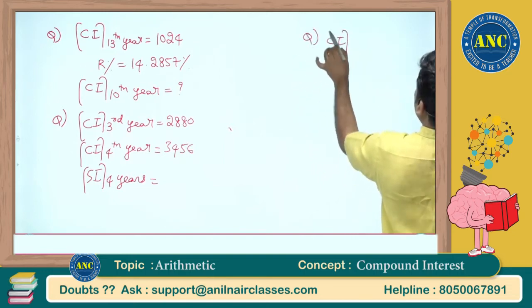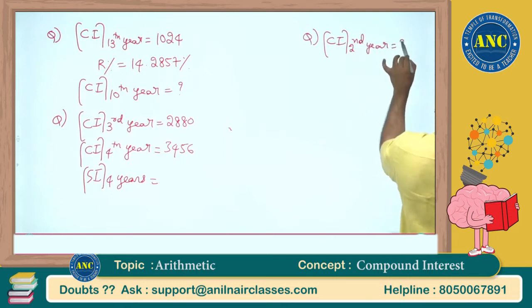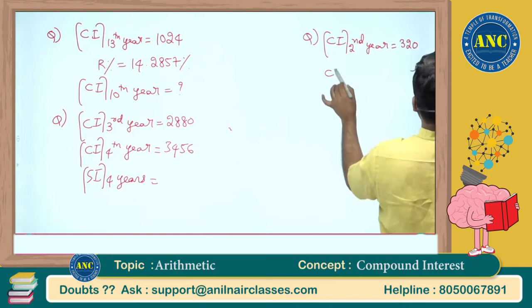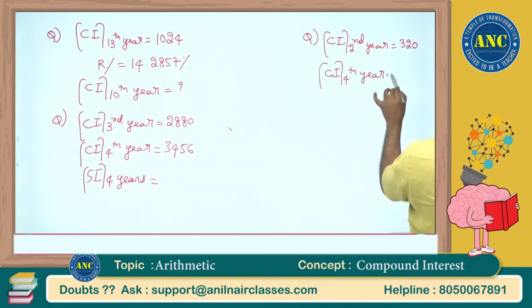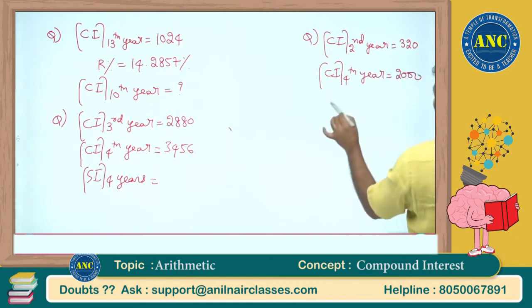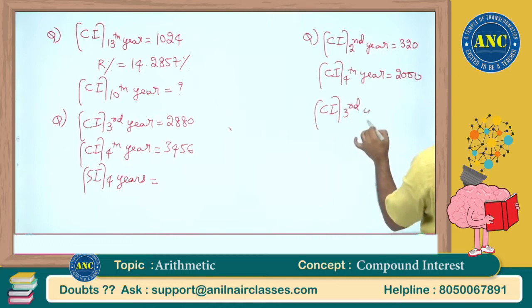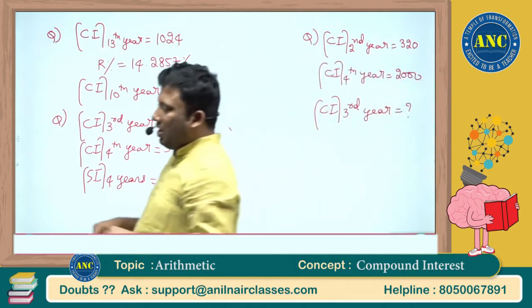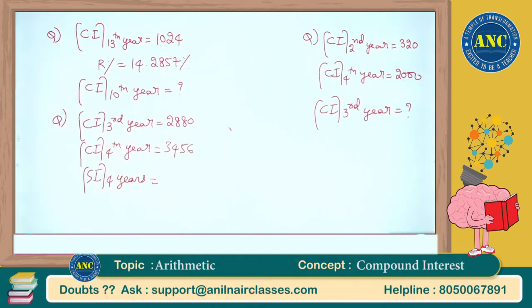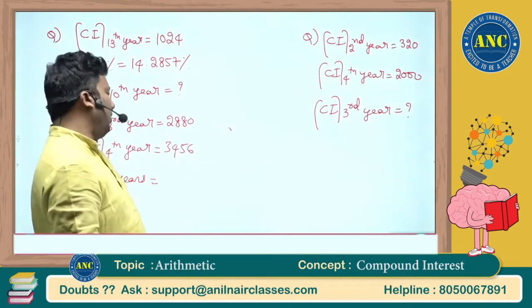CI for the 2nd year is 320, and CI for the 4th year is 2000. All use one common concept. CI for the 3rd year, how much? Once you understand the concept, all these problems are very easy. Do not fear if you see this kind of question. These are very fundamental to compound interest.